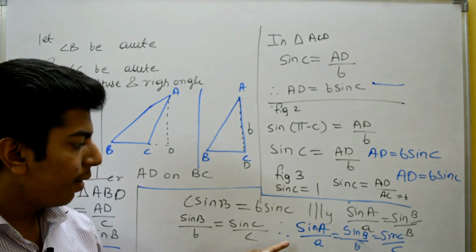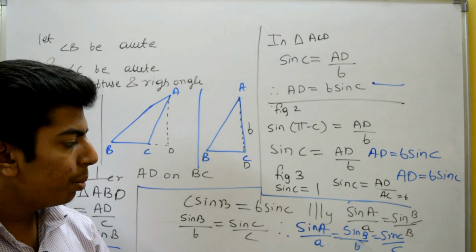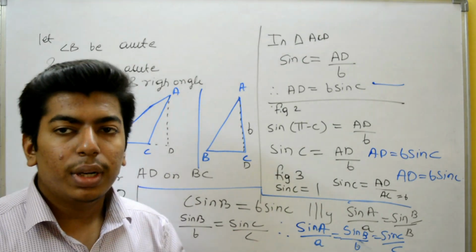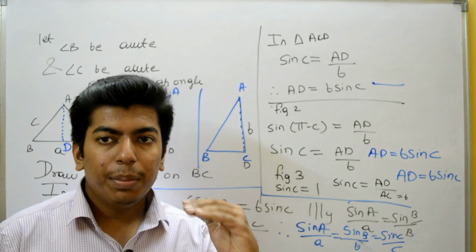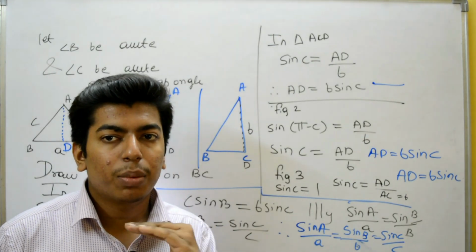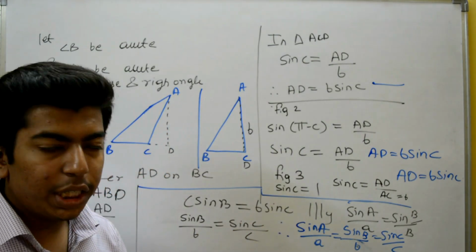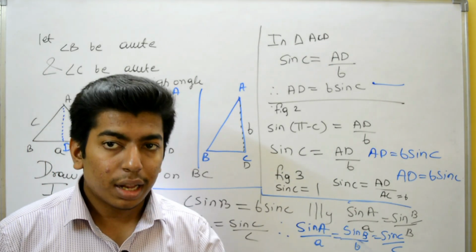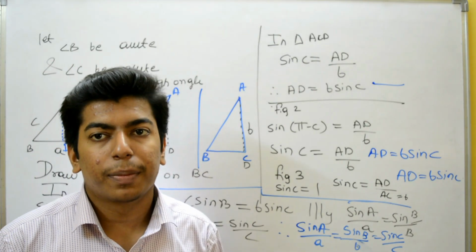Actually I have written sine A upon A, sine B upon B, sine C upon C. So there is actually A upon sine A, B upon sine B, and C upon sine C. The next step is only to take a reciprocal of it. This is all about the sine rule.